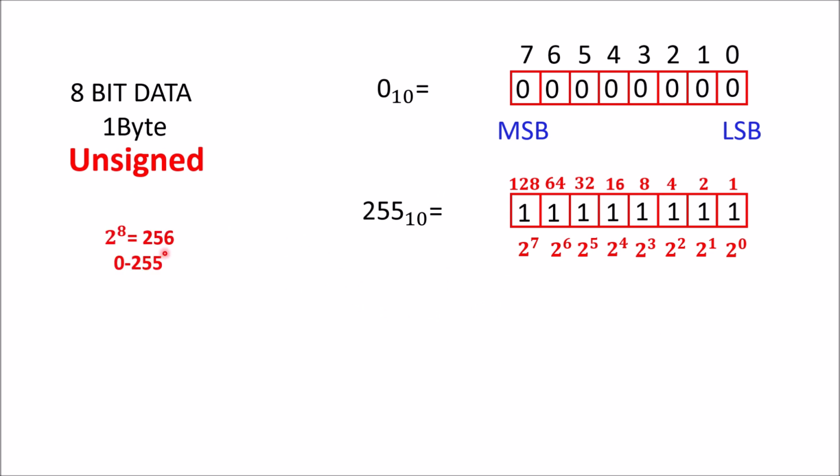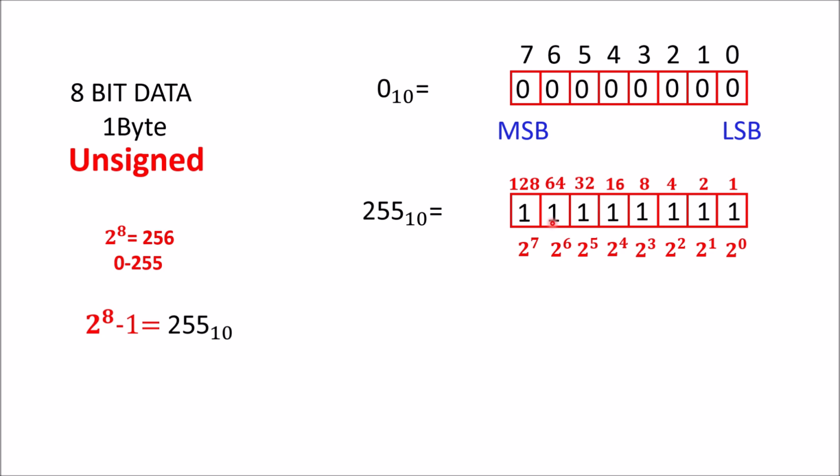256. But what's happening here? We do not count from the number 1, but we start from the number 0. So we have to subtract 1 unit from this result to have the actual maximum value that will be represented in 8 bits. So we're going to have from 0 up to 255. So here's the formula. You always subtract 1 because we always start from 0, not from 1.